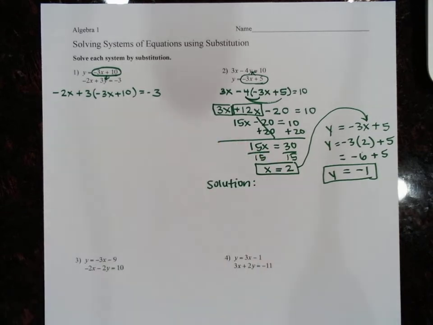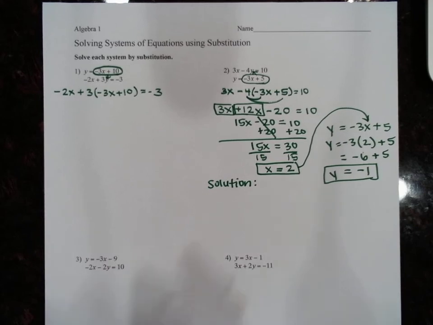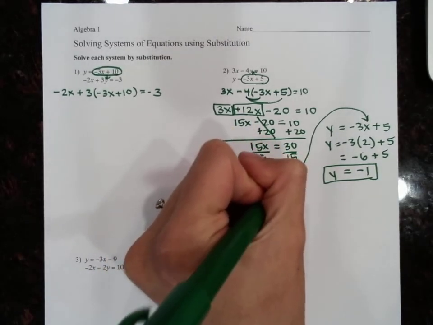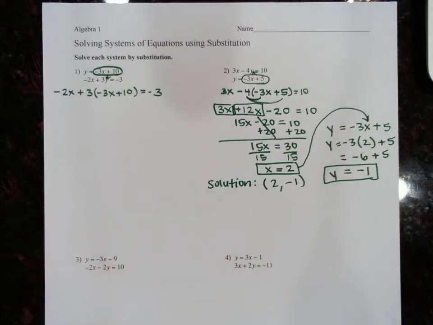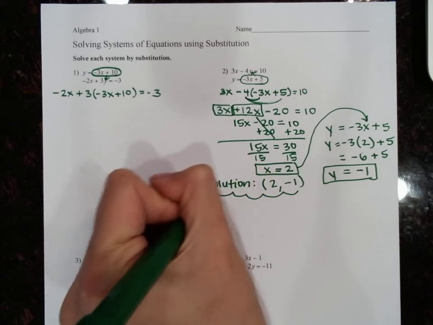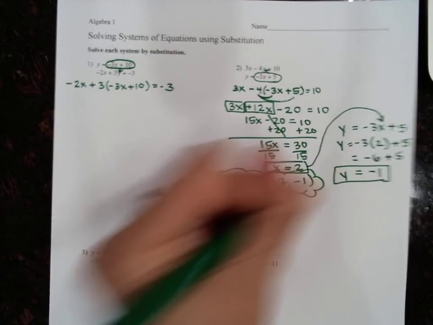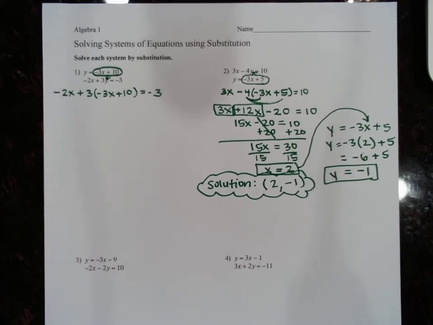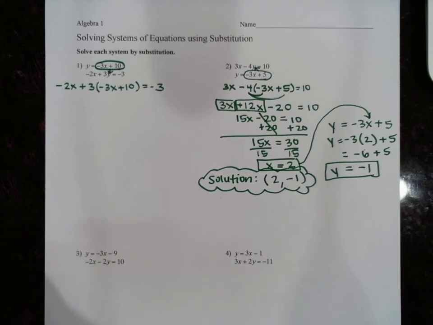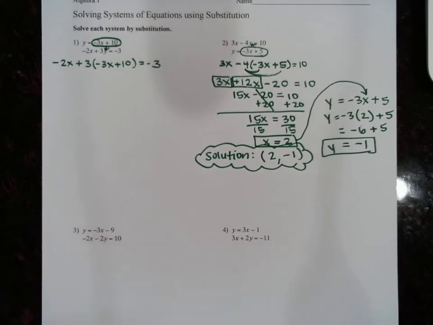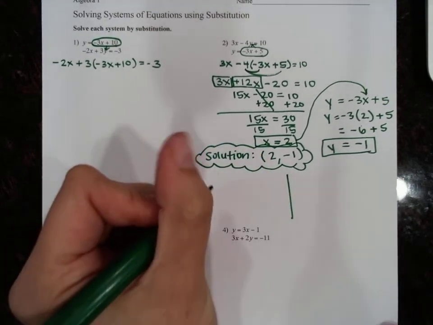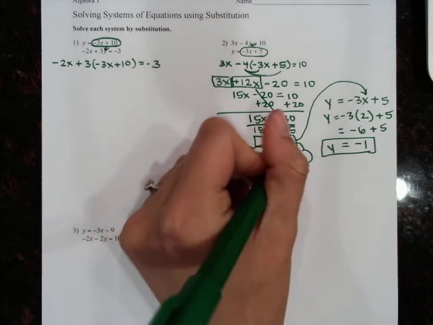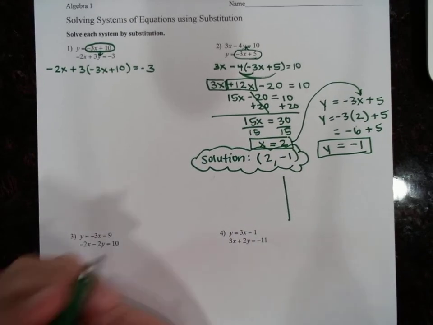So then step 4, we write the solution as a coordinate point. So x first and then y. So our solution is 2, negative 1. Then we're going to check our answers. We're going to prove that this is the point that makes both equations true.